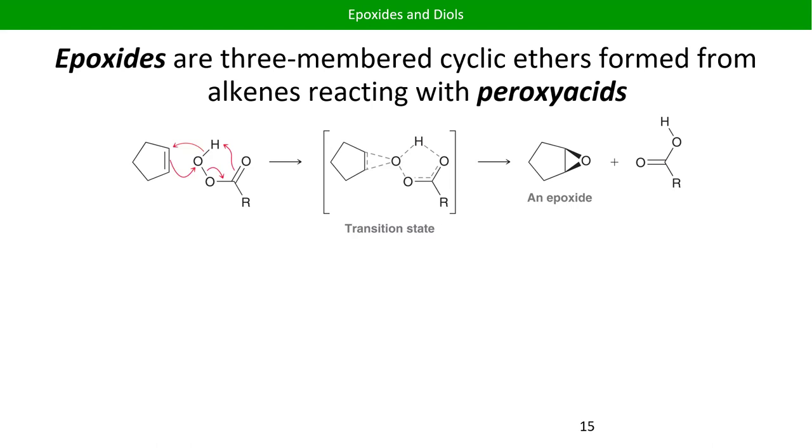Peroxyacetic acid is the most commonly used one, because you just take acetic acid, and if you put it in just the right environment, you can make it peroxyacetic acid. And then your product is just acetic acid and this epoxide.